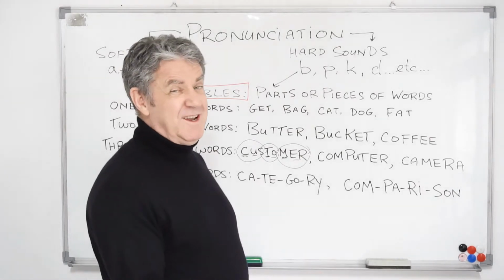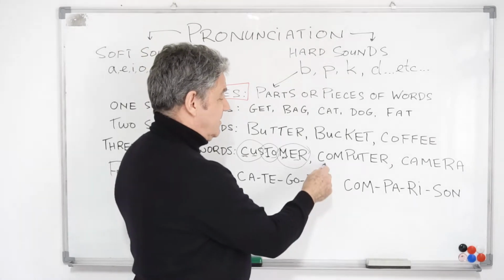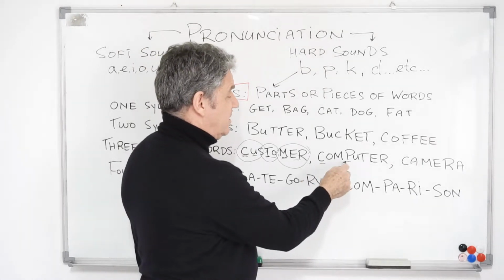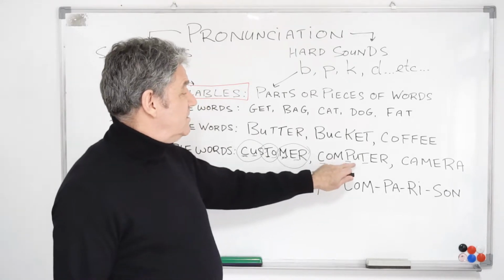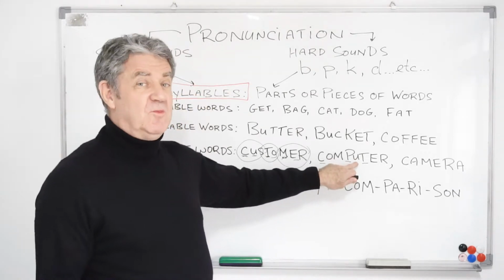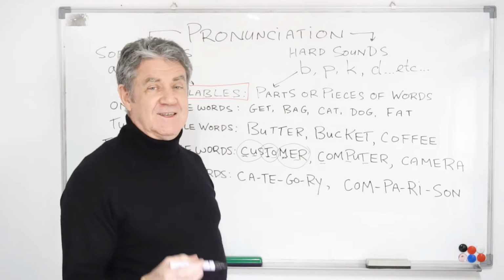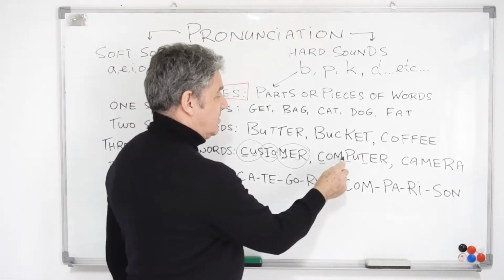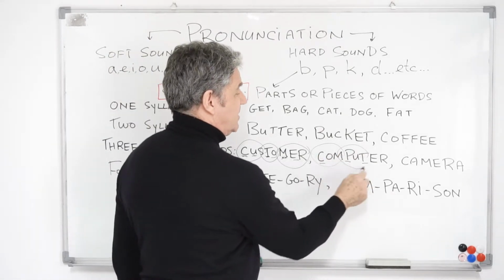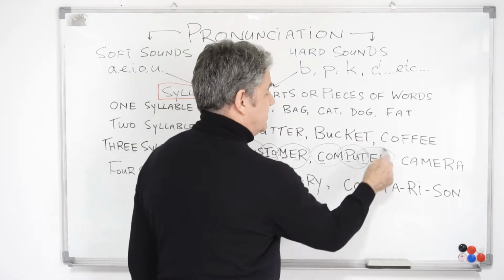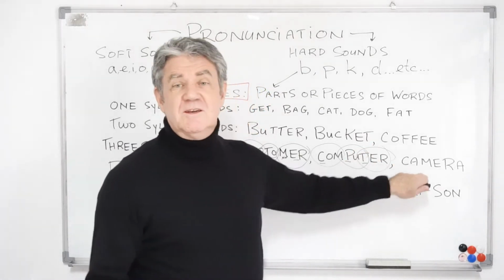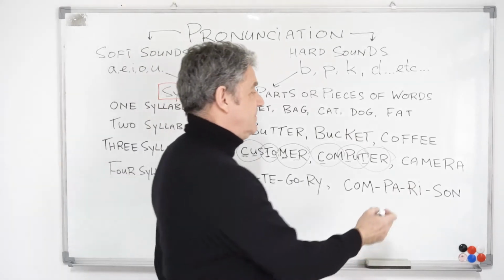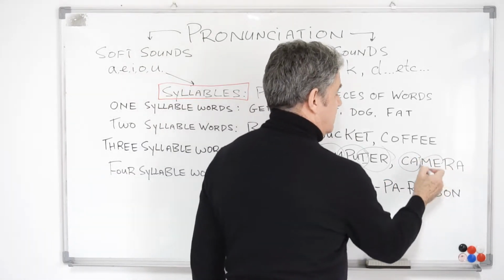Computer, this is a word everybody knows virtually. K, p, and t are all hard, and the o and u in com, pu, and ter are softer. So com is the first syllable, pu is the second syllable, and ter is the third syllable. And of course, everybody knows this word, camera. Camera.